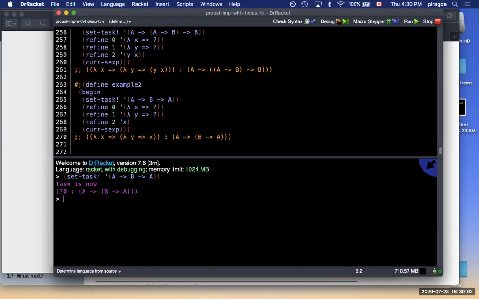Now I want to start refining. And the only thing I can do is fill in hole 0. But I can fill that in completely, or I can fill that in partly. Now let's pretend I don't know the answer. But I look at hole 0 and I say, okay, it has a function type. It's an arrow type. So the way I create an arrow type is with a lambda, but I don't know what the lambda body should be.